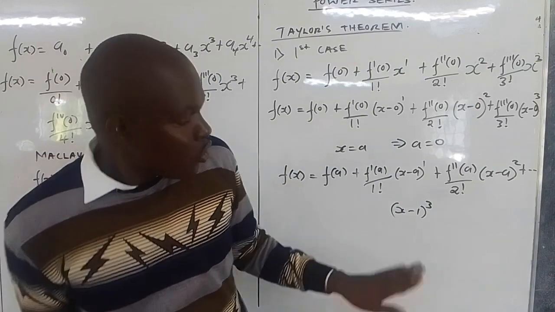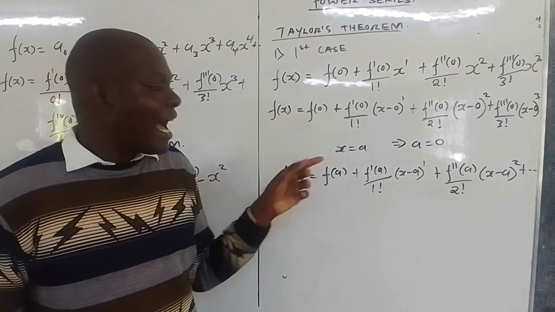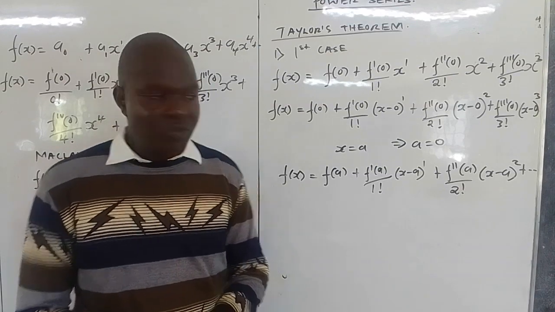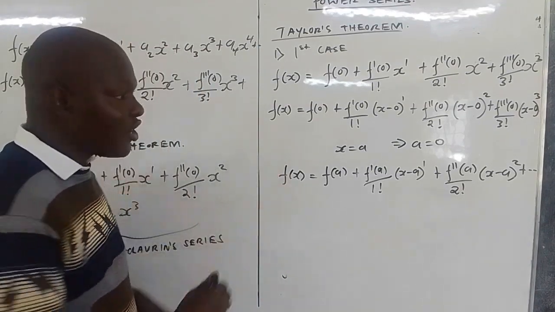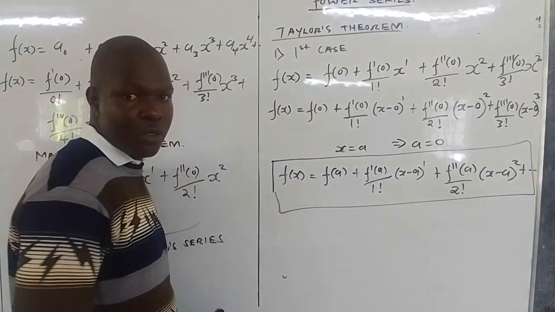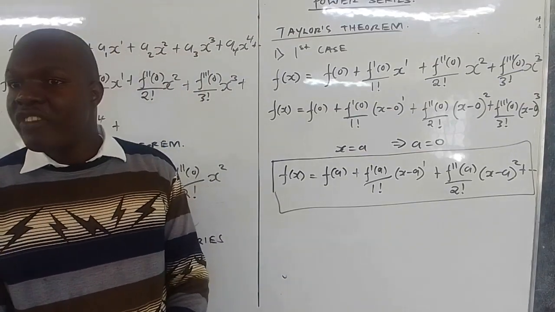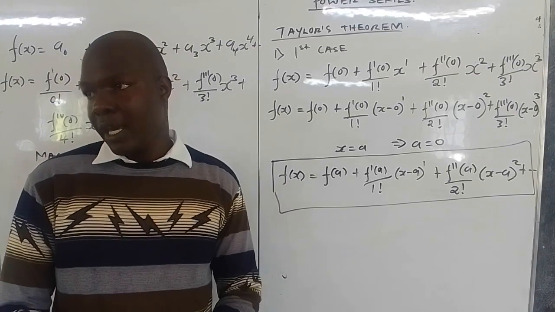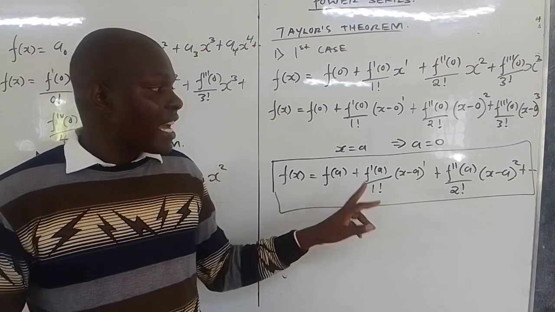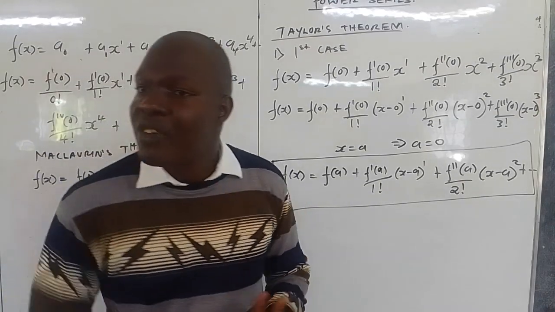Are we together? Yeah. So this is now the Taylor series expansion of a function f of x at a point when x is equal to a. Are we together? This is the Taylor series expansion of a function f of x at a point when x is equal to a. So that is how we get that kind of Taylor series, meaning when x is equal to a, you are expanding in ascending powers of x minus a.